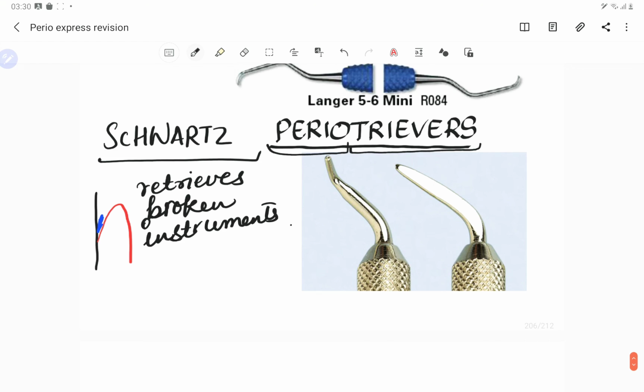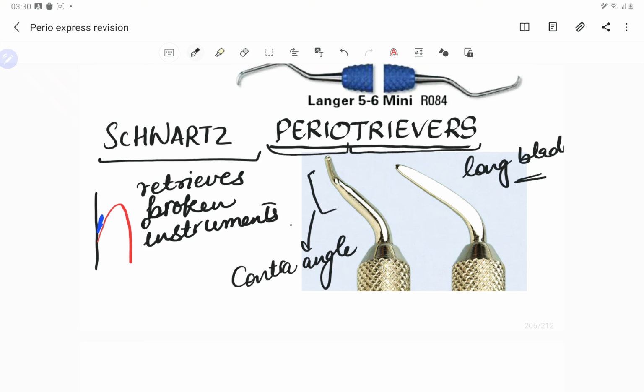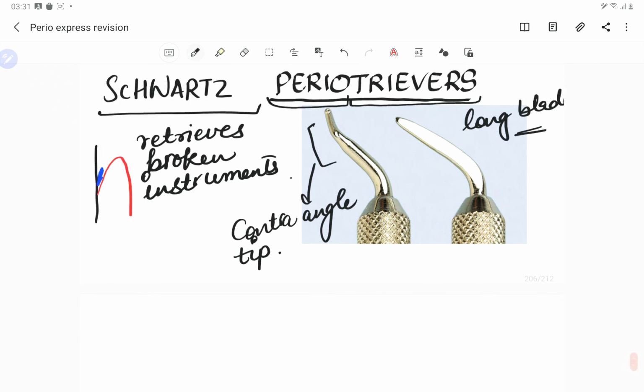And you can see here they have got a long blade which you put in the pocket, and there is a contra-angle tip, I mean, for use in the furcation areas. So basically, they are highly magnetized instruments, and they are a set of two double-ended instruments, and they are designed for removing the broken instrument tip from the pocket.